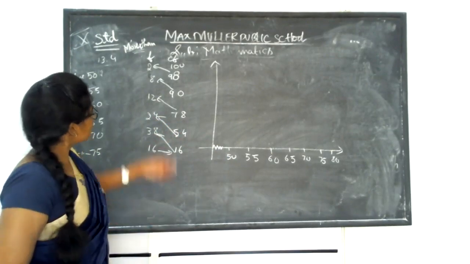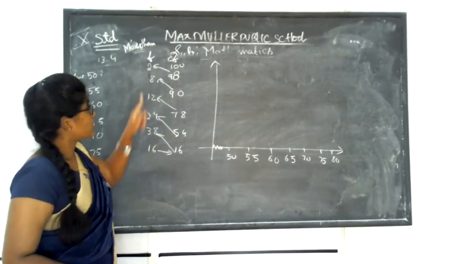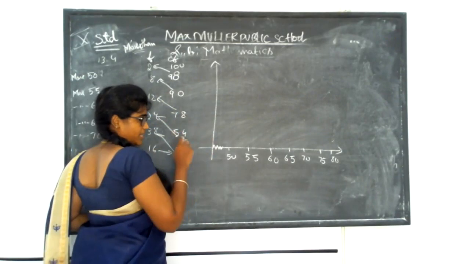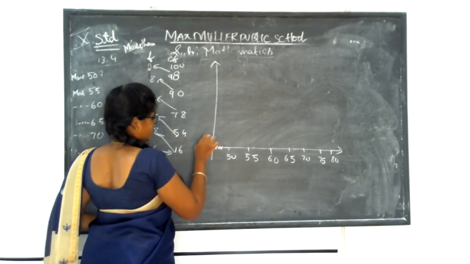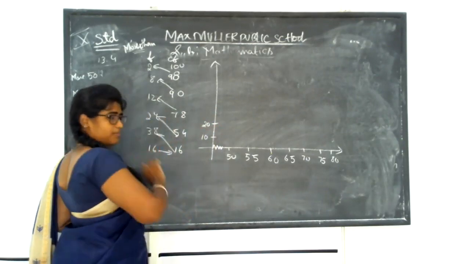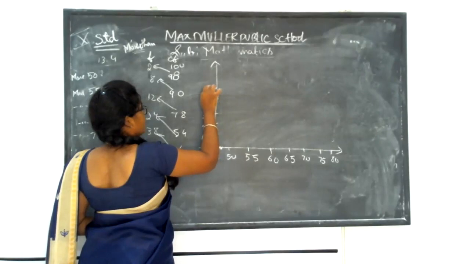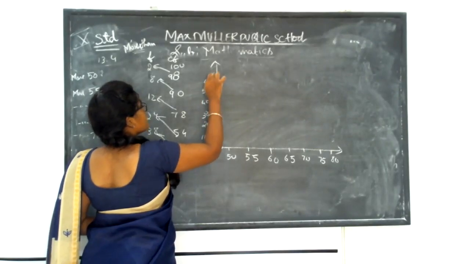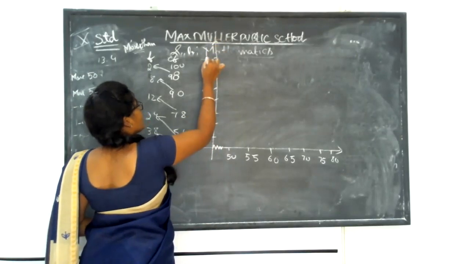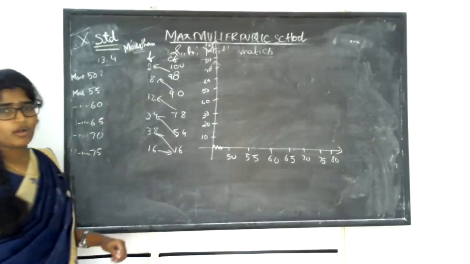So, here, see the frequency tabular column. It is starting from 16 and it is going to end at 100. If you want, you can take 10, 20 or you can take it as 5, 10 also. Let me take 10, 20, 30, 40, 50, 60, 70, 80, 90, 100. Clear? I got 100 here.